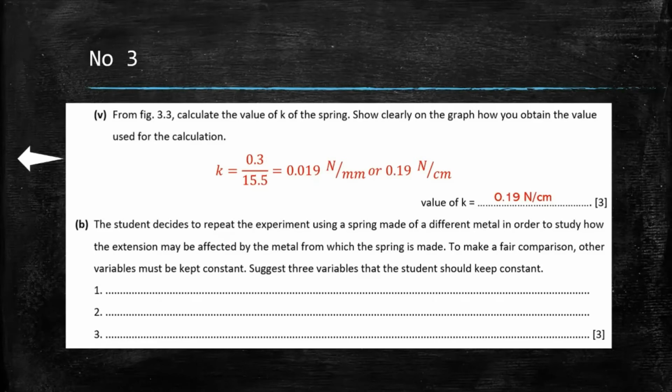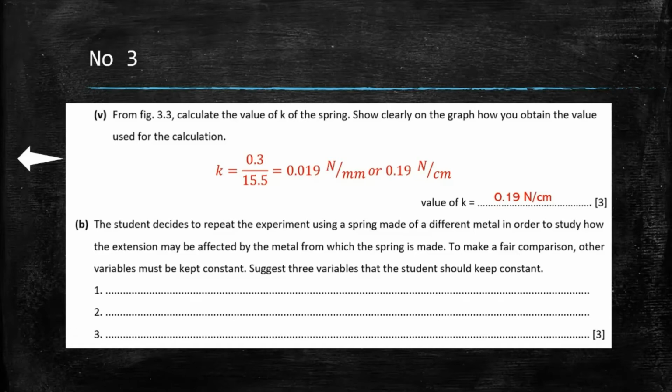Question 3b. The student decides to repeat the experiment using a spring made of a different metal in order to study how the extension may be affected by the metal from which the spring is made. To make a fair comparison, other variables must be kept constant. Suggest 3 variables that the student should keep constant.